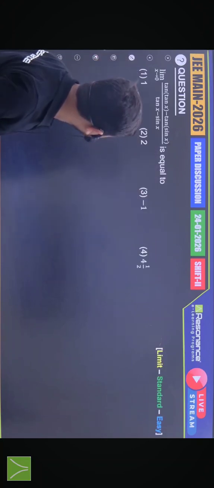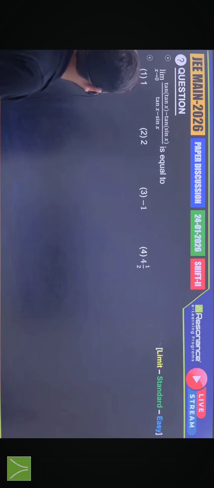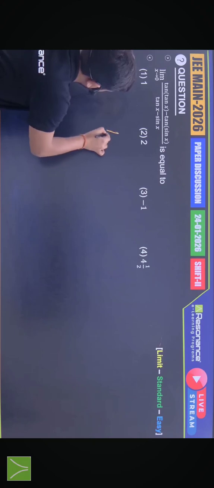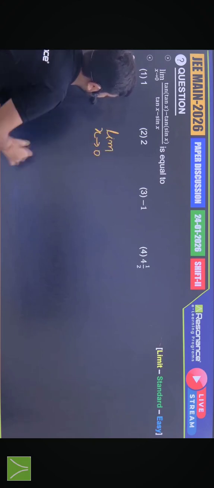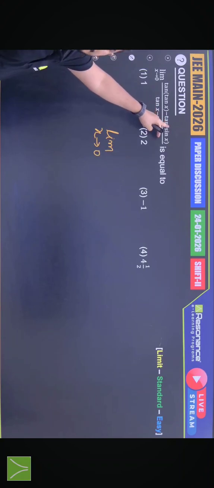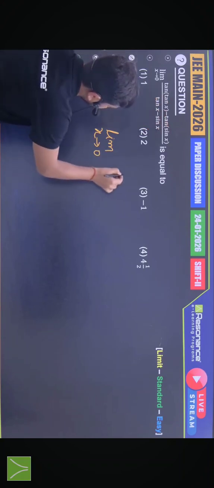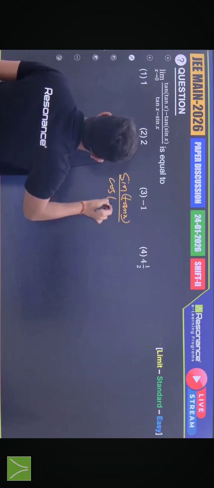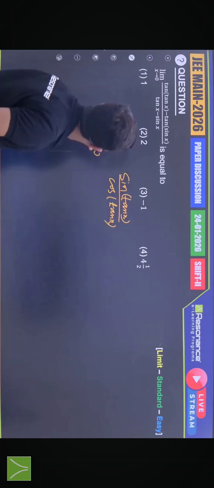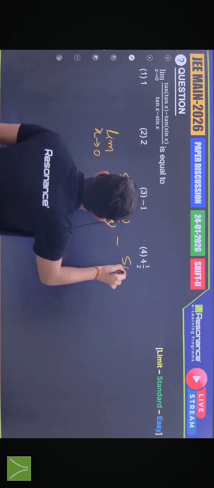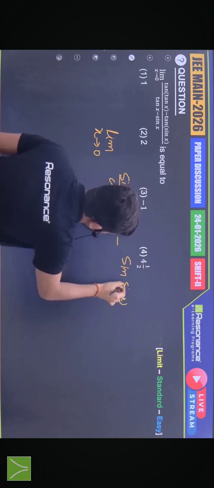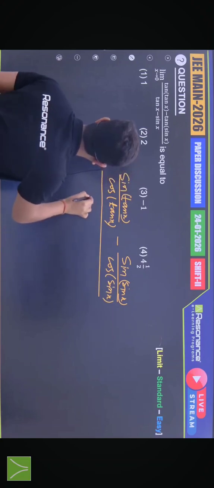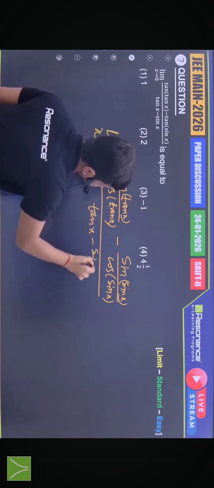Okay. Next question. This is from limits, a standard limit, a very easy question, you can easily solve. Limit x tending to 0. Convert this tan into sine by cos. You can write sine of tan x by cos of tan x minus sine of sin x by cos of sin x, whole divided by tan x minus sin x.